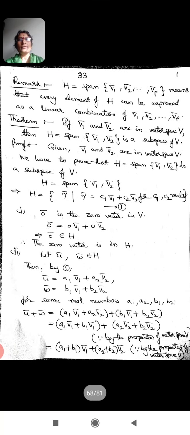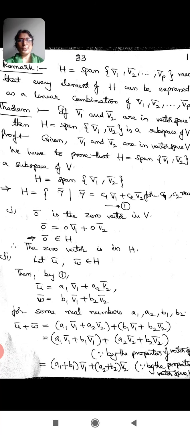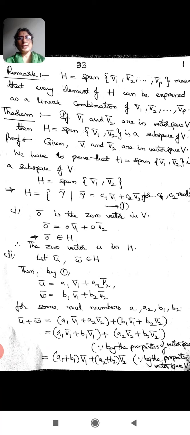And then we have proved a theorem based on these two definitions of span and subspace spanned by a set, which goes like this: if v1 bar and v2 bar are in vector space V, then H is equal to span of v1 bar, v2 bar, the span of those two vectors, is a subspace of V. So we can understand that the span of a finite number of vectors taken from the given vector space V again forms a vector space, which is a subspace of the vector space V.